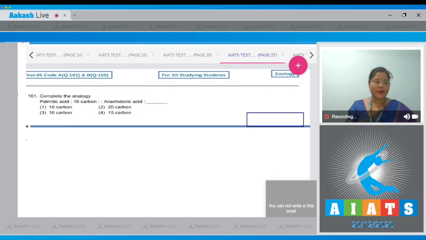Question number 161. Complete the analogy. Palmitic acid is to 16 carbon, then arachidonic is to what? In arachidonic acid, 20 carbons are present, including the carboxylic carbon. So the correct answer is option number 2. Let's move on to the next question.